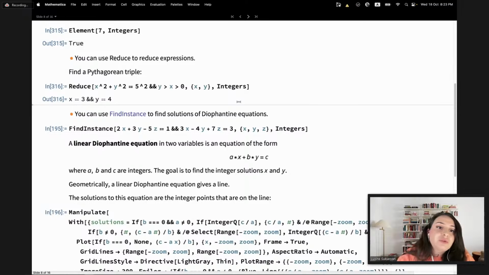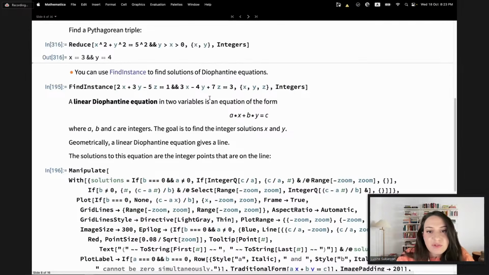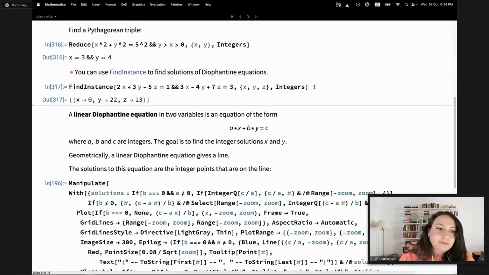Or we can use FindInstance to find solutions of Diophantine equations. Like in this case, these are 2 Diophantine equations, and we want to find their solutions over the integers. And the system just gives you this, this is an instance of a solution. As I said, Diophantine equations are a very broad subject.